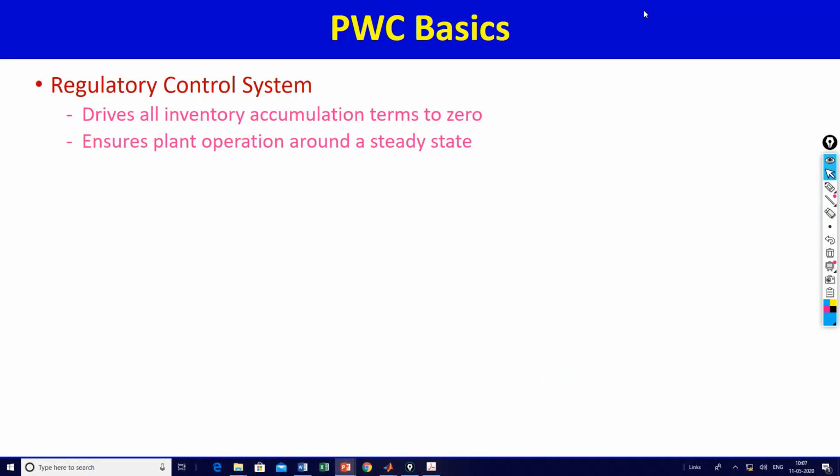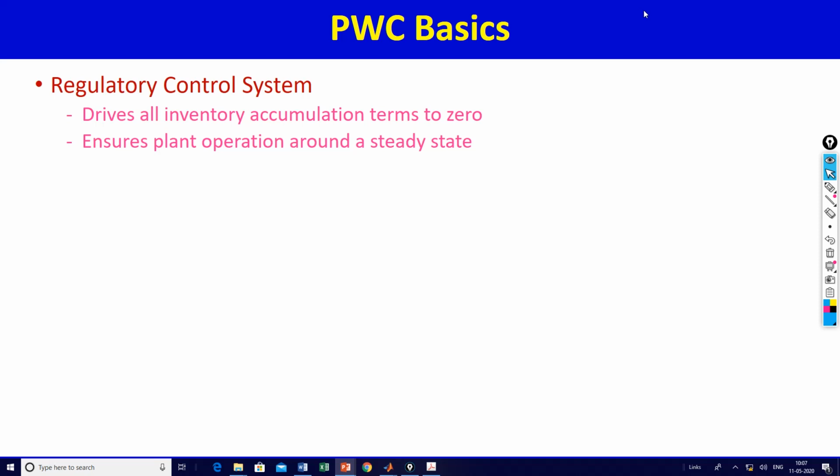It's a good idea to recapitulate whatever we have done because we've done quite a bit and carry those key ideas with us in our minds when we look at economic considerations. So, plant-wide control basics. Well, you need a plant-wide control system to drive all inventory accumulation terms to zero so that the plant can operate around a steady state. Steady state operation ensures safety and stability. So, at the very least, you need a regulatory control system for closing all the independent material and energy balances in a plant.